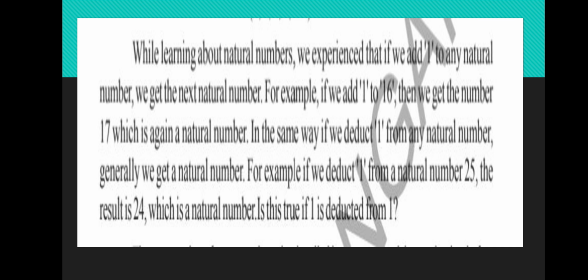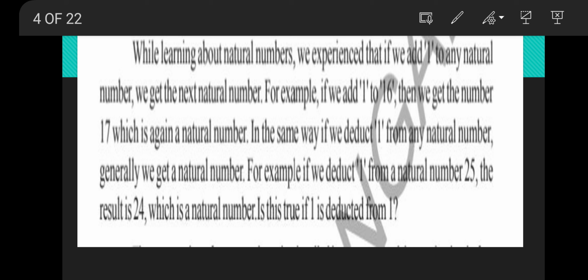Next, if you add 1 to any natural number, we get the next number. 1 plus 1 is 2, 2 plus 1 is 3. So 3 is the next number to 2, and 2 is the next number to 1. Like that, if you add 1, we will get the next number. And in the same way, if you subtract 1 from any natural number, we will get the before number.